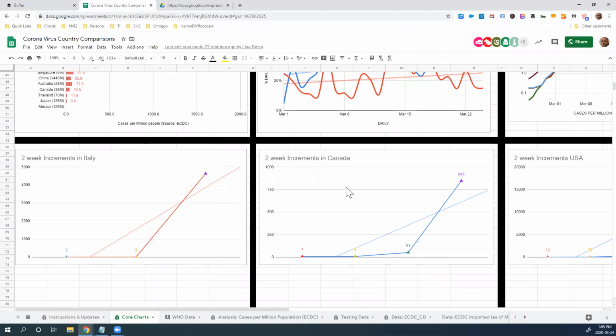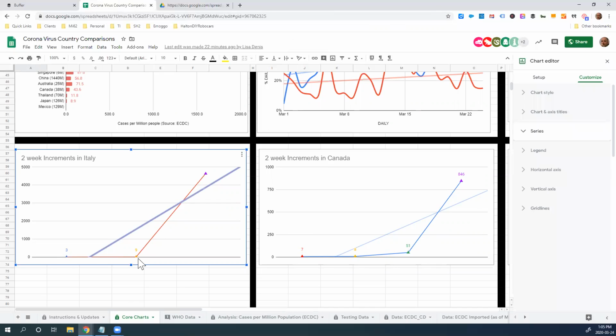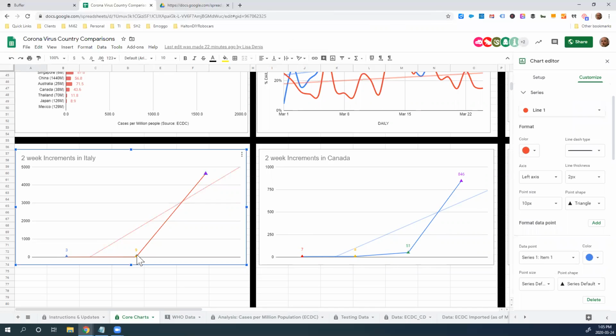So I just wanted to see a comparison. For Italy, for example, the trend line is very steep. They jumped from 9 cases to many thousand in 2 weeks. Okay, help me understand this chart. Yeah, the data points aren't plotting on that one. I don't know why.